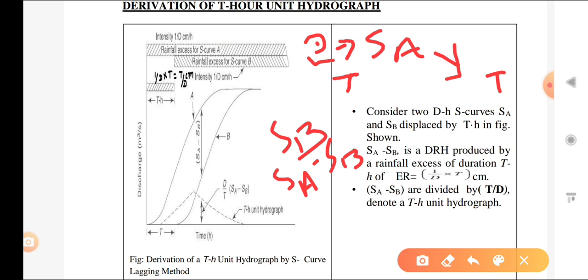So SA minus SB, what is SA minus SB? SA minus SB is nothing but the DRH, that is, the direct runoff hydrograph. And what will be the effective rainfall? The effective rainfall we have previously shown.